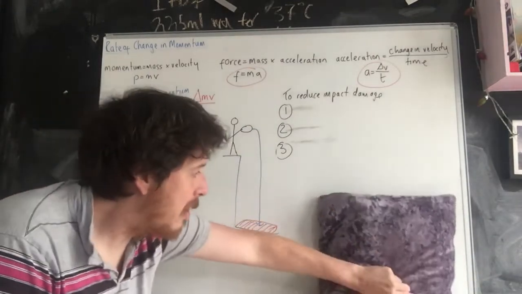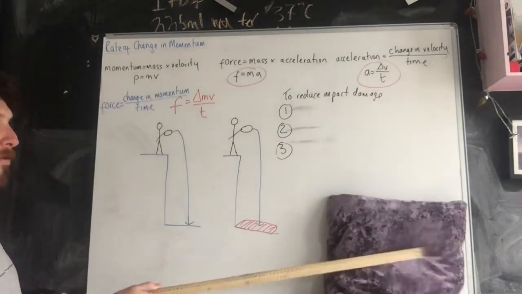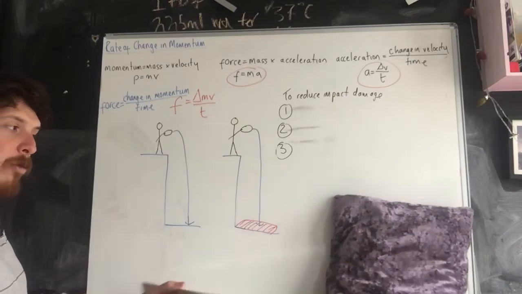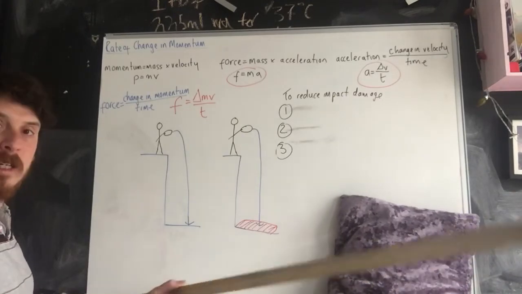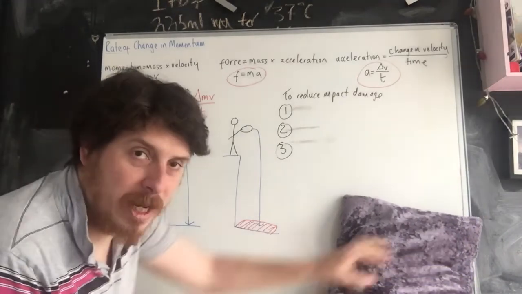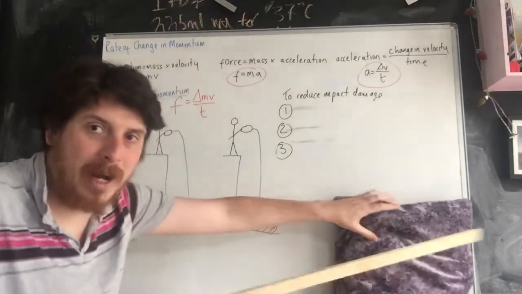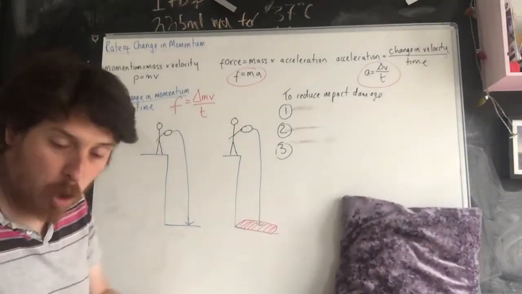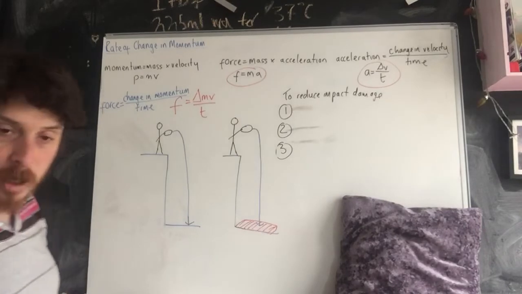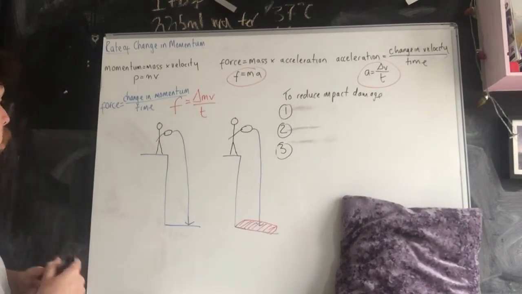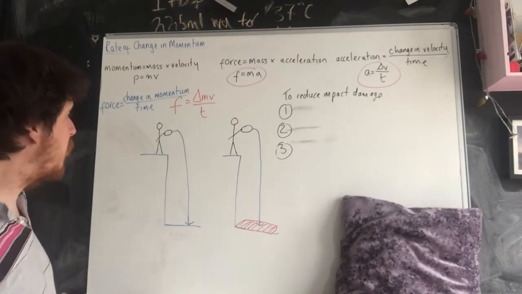If the cushioning's there, then the amount of time that the object is making contact with the cushion is increased. You've increased your impact time. So therefore you have cushioning and this cushioning effect. So let's have a look at the equation.